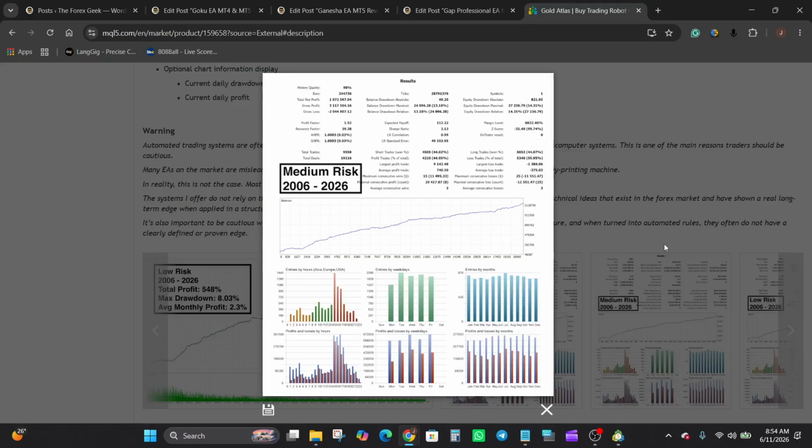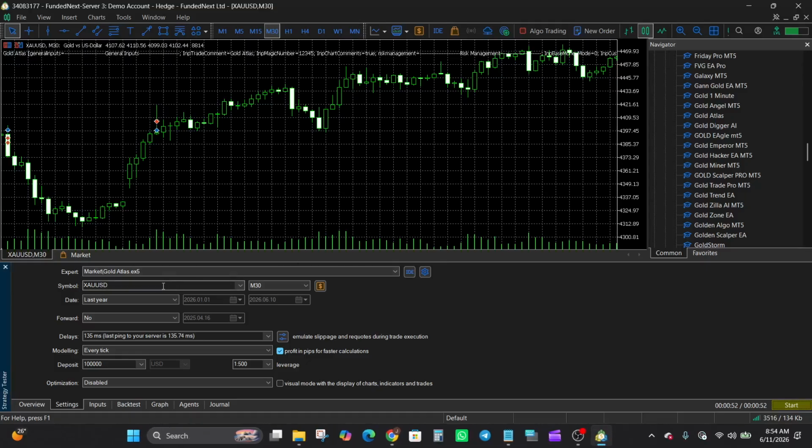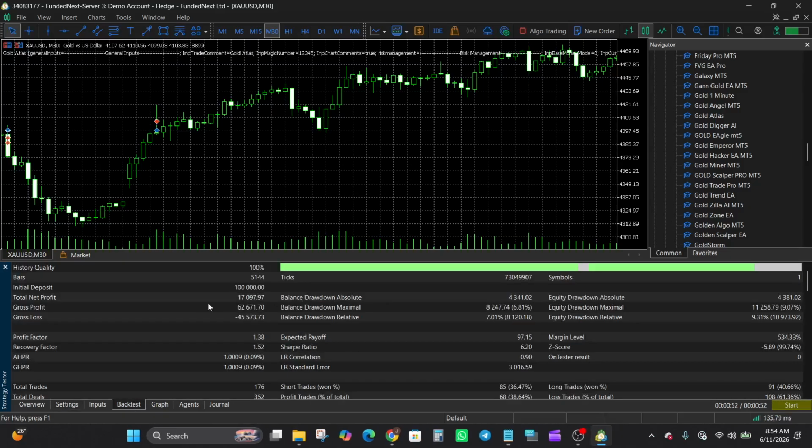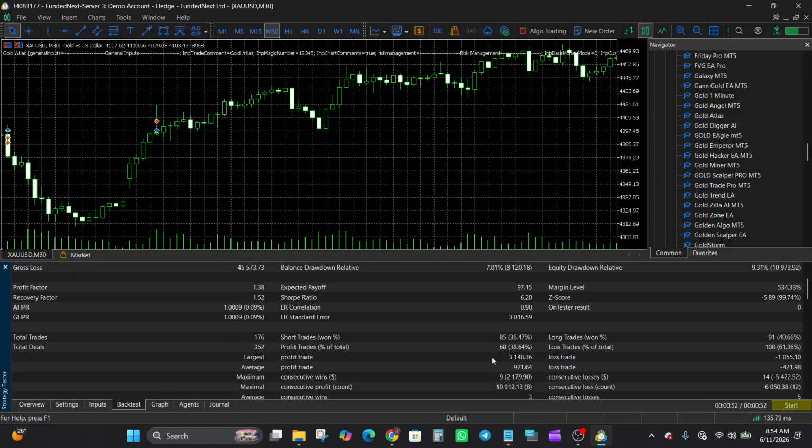All right, so now let's just head over to our strategy tester. Let's see how this EA performed over the past 5 months. So we're testing Gold Atlas on XAUUSD on the M30 time frame, and for the delays we're using the last ping to the server. We're using the every tick modeling. So from an initial deposit of $100,000, we can see that the total net profit was $17,097.97. The total trades taken were 176. Out of 176, 68 were profitable. So that gives us a 38.64% win rate.